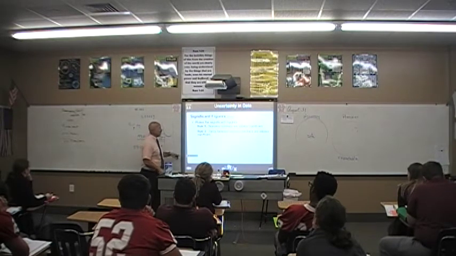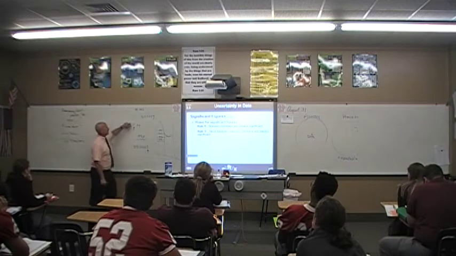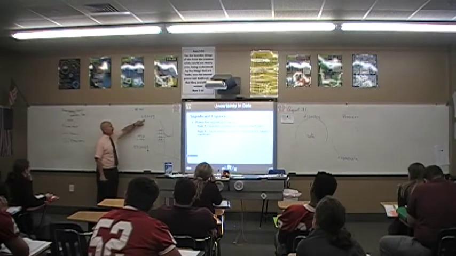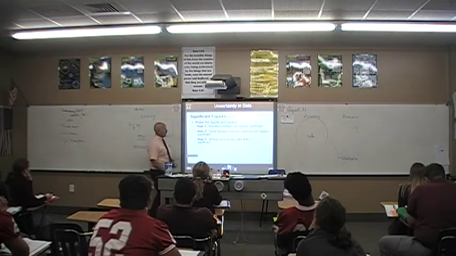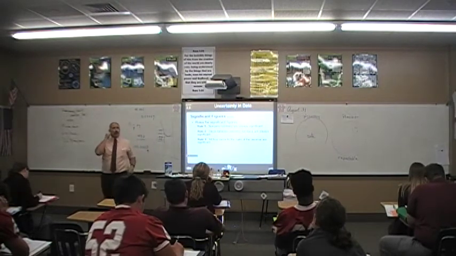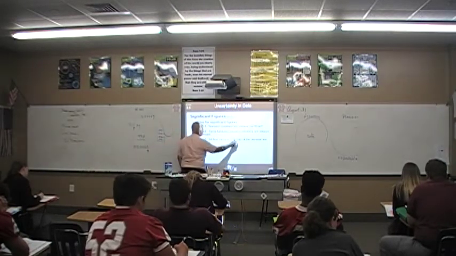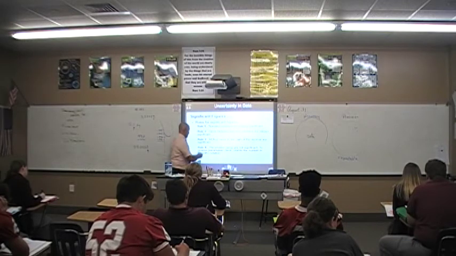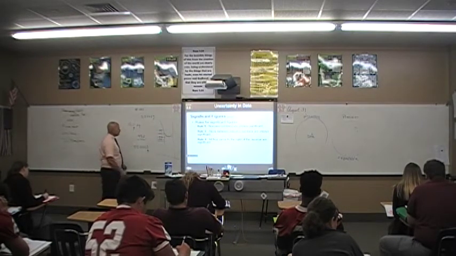Good? And this would have 6 significant figures. This would have 4 significant figures. This has 5 significant figures. This has 6 significant figures. Okay, you just count them up. How many are there? Rule number 3 says that zeros to the right of a decimal are significant.